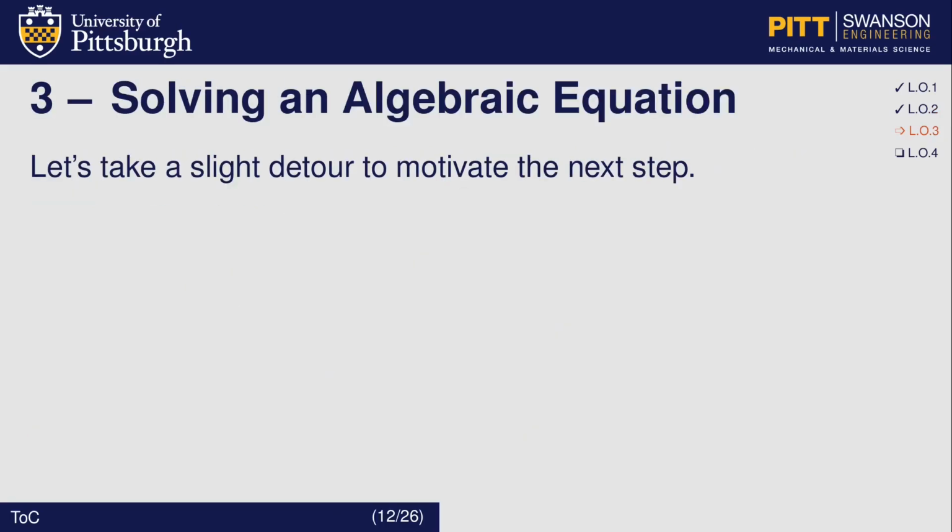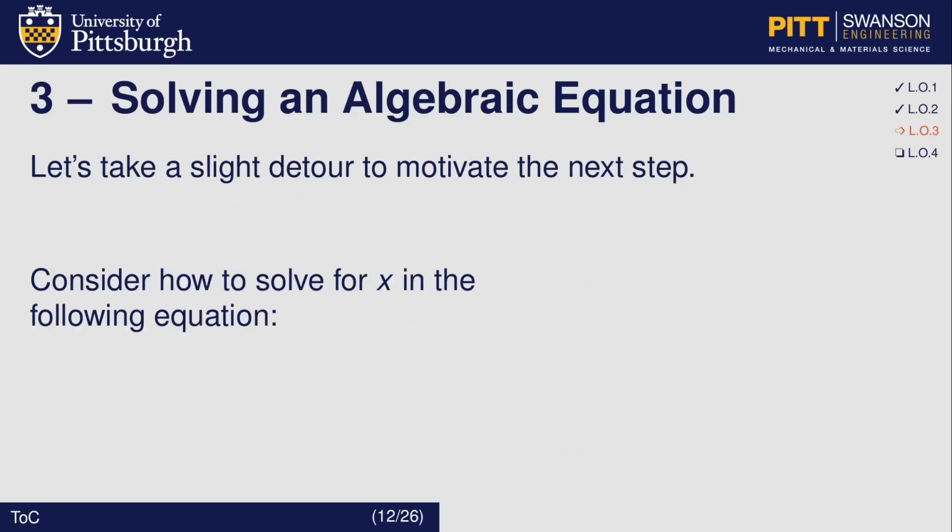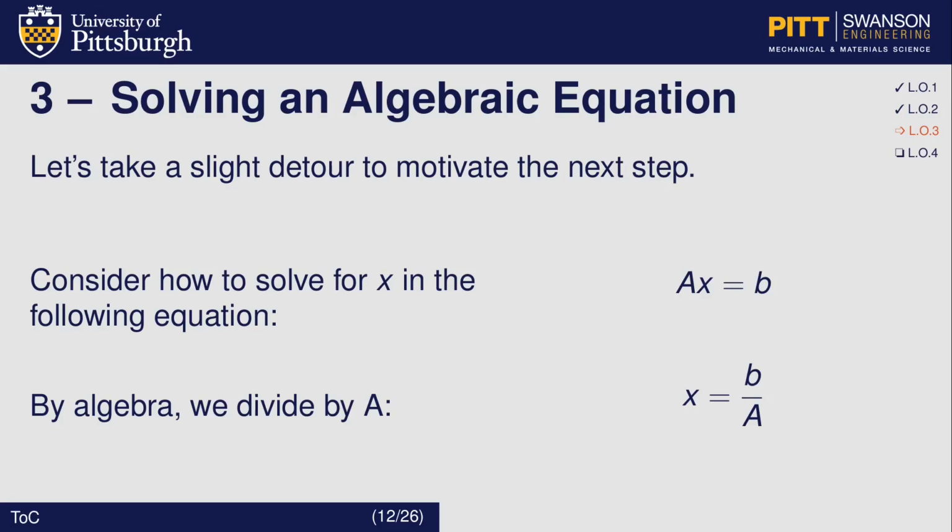Now, before we move on, we have to take a slight detour to motivate what we'll do next in the linear system. Consider how you would solve for x in the following equation, a times x equals b. By algebra, we just divide by a to get that x equals b divided by a.